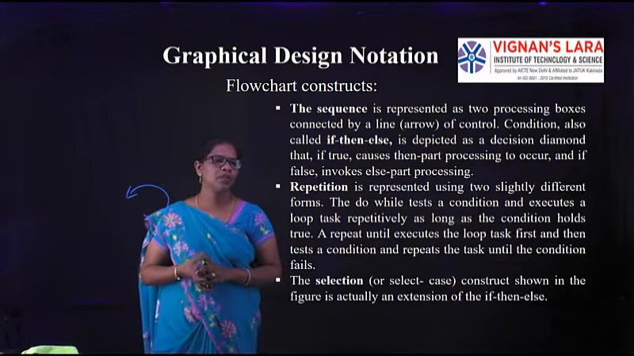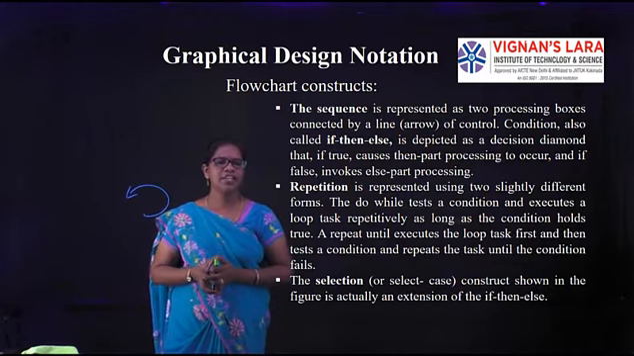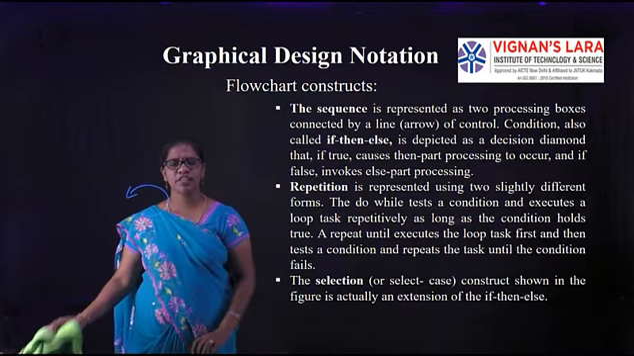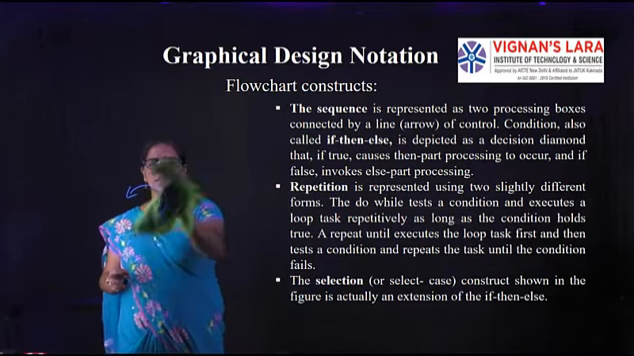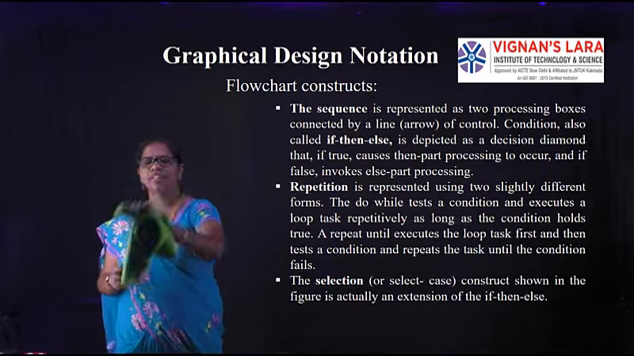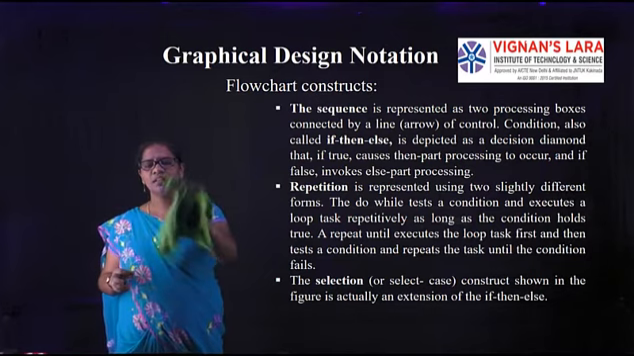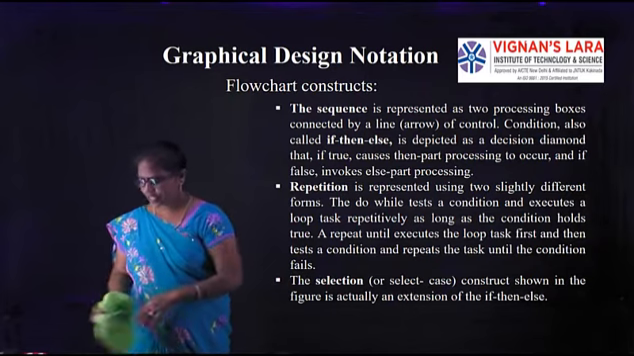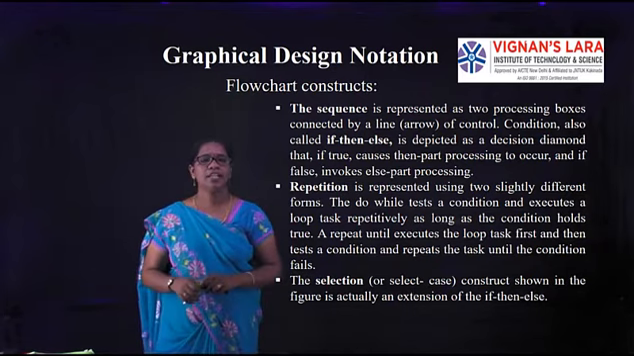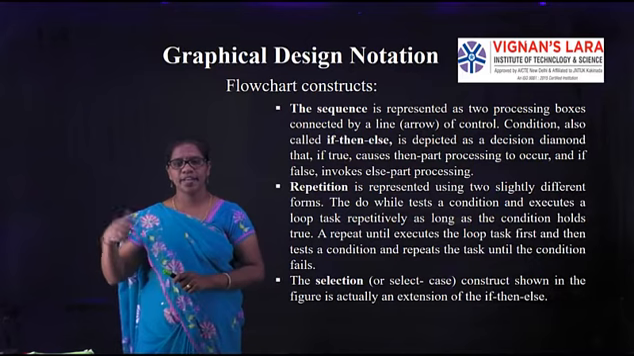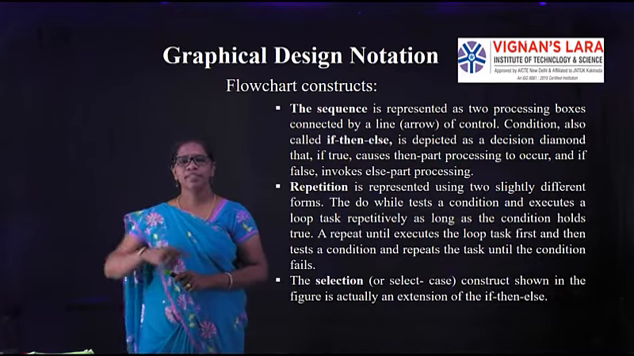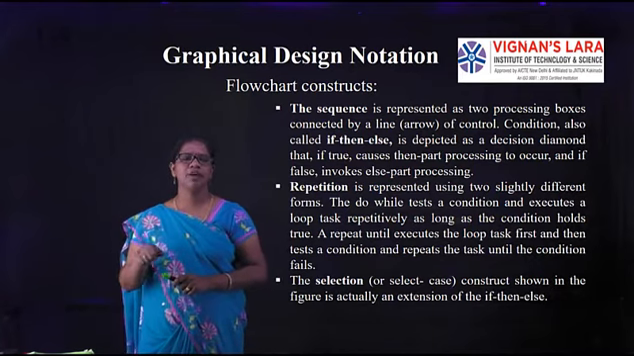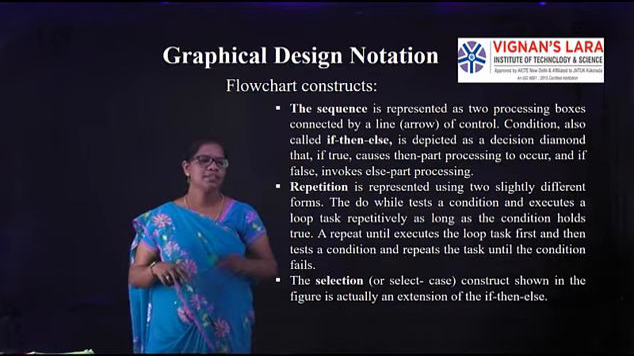Okay, so the do while tests a condition. So what does a do while do? It tests a condition. After the condition is satisfied, it will undergo some logic. After doing the logic, again we go for the condition checking. Again the condition is satisfied, again it will go for the while loop. That means it is looping within itself until the condition is not satisfied. So that is a repetition.